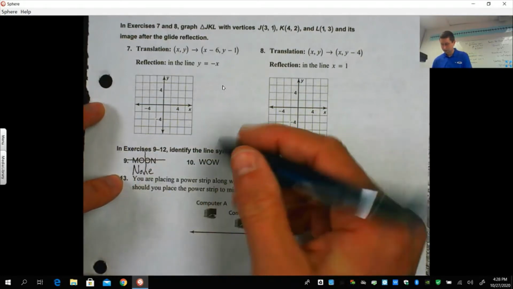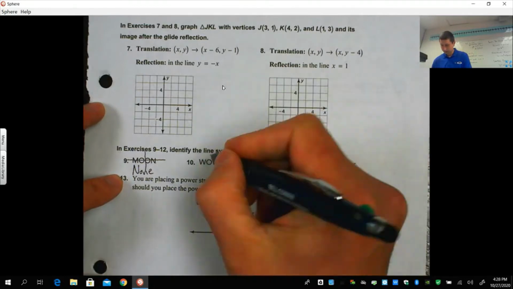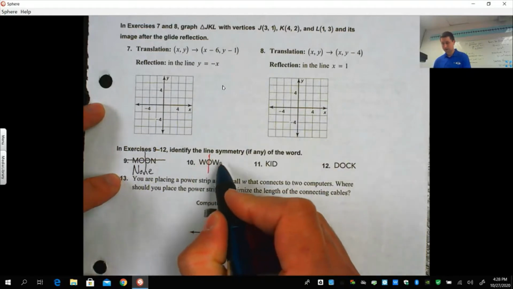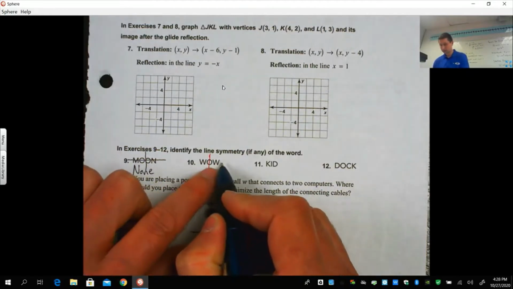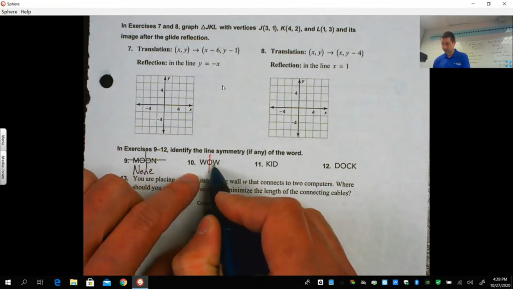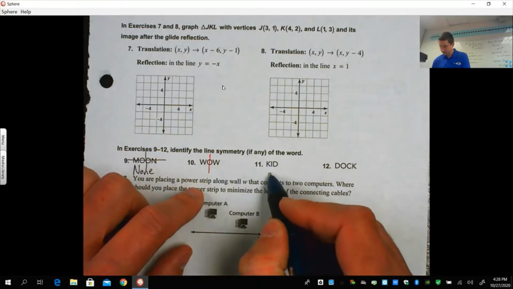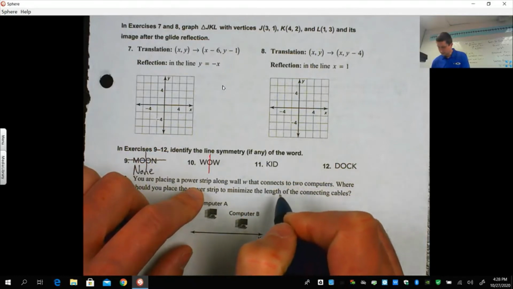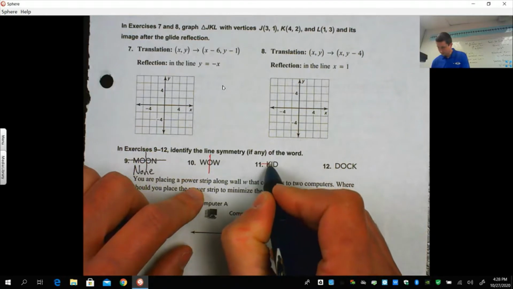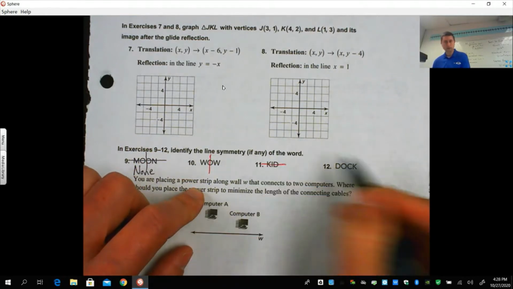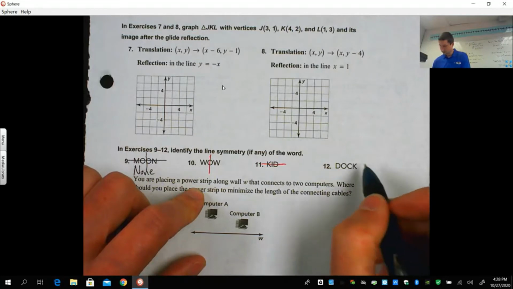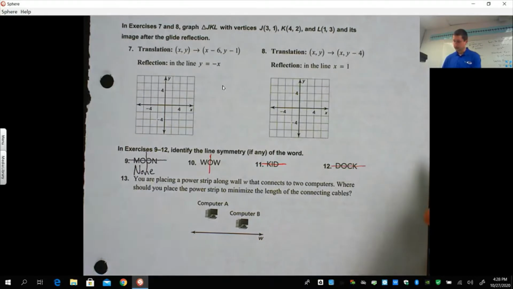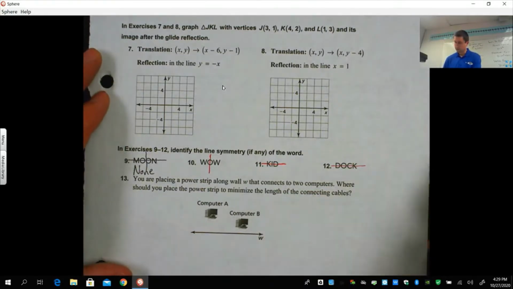The word wow, though, you can draw it right down the middle. If I draw a line of symmetry right down through there and fold it over, take your imagination, imagine folding that over, the W would match up with the W, that half the O with that half the O. The word kid, okay, where can we do it? You go right through the middle like that, horizontal line. Reflect it over that. And it looks like the same with the word dock, horizontal reflection line right through there. So identify the line symmetry. There's one line of symmetry for each of those.